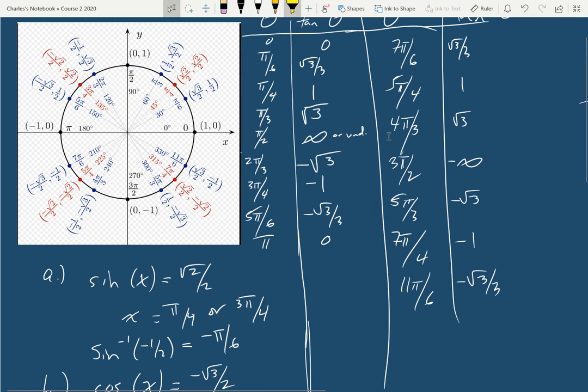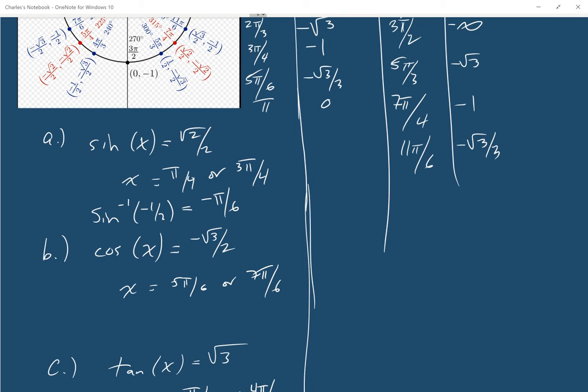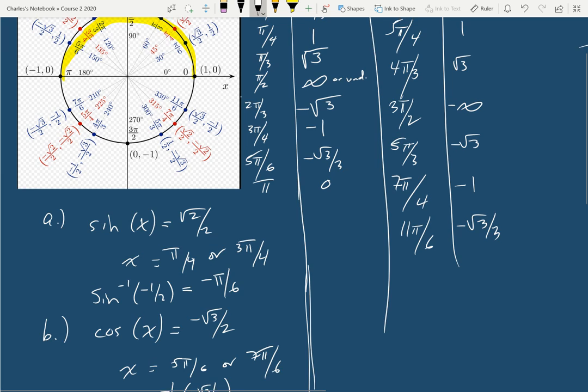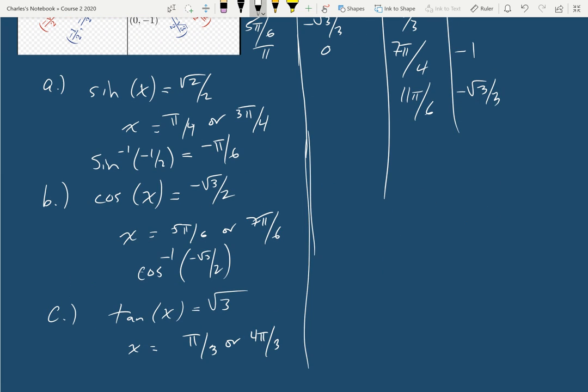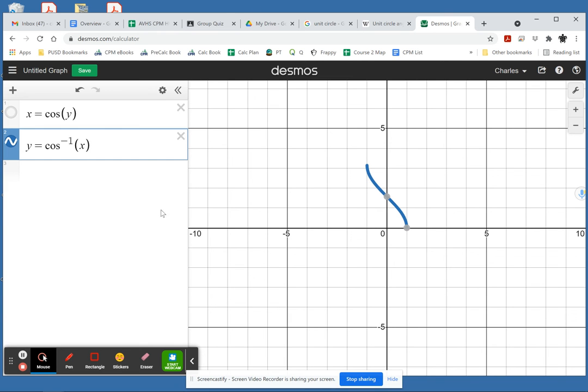So if I'm thinking about cosine inverse, there's not that much trick. It's not quite as tricky. Cosine inverse cycles through all the x values going from 0 to pi. So cosine inverse is defined in quadrants 1 and 2. So for example, if I said, what's cosine inverse of negative root 3 over 2? Well, it would be 5 pi over 6.